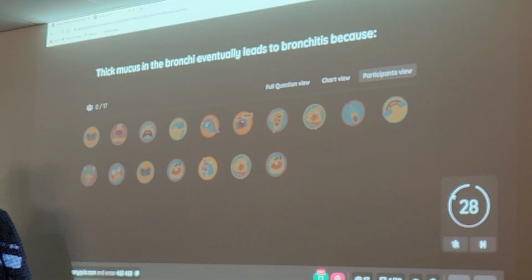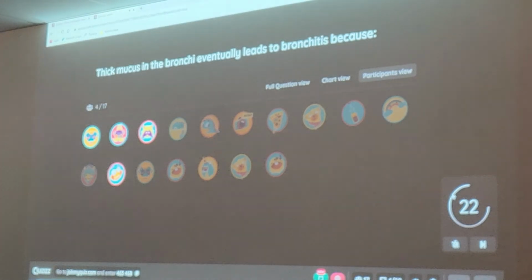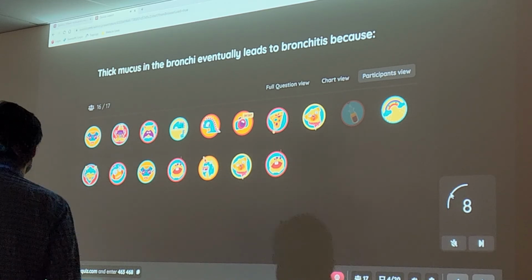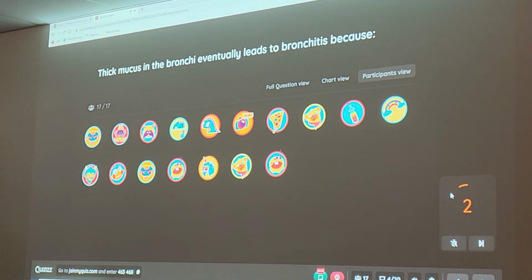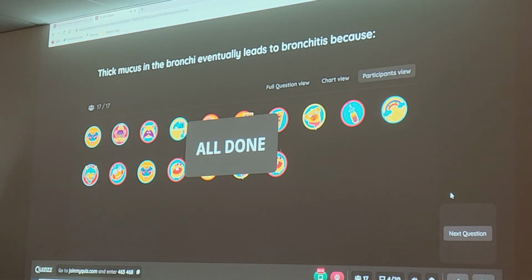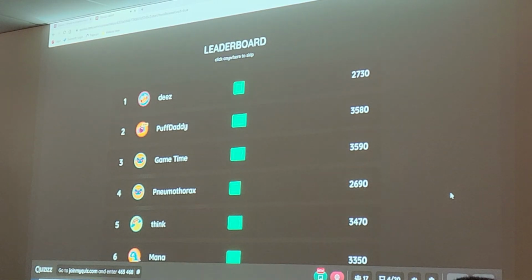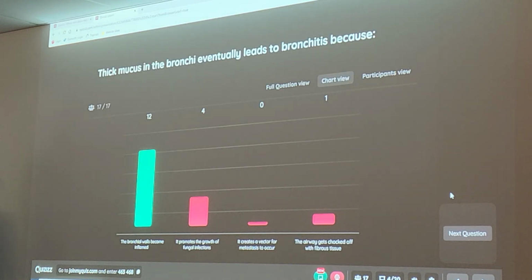Thick mucus in the bronchi eventually leads to bronchitis because of what? 5 seconds. So much more dramatic than Kahoot. It is. I feel like I have to answer correctly. I got it incorrect. There's 17 people playing? Okay. What is the answer for this? There's only 15. You don't think Miss Bunny is in this?